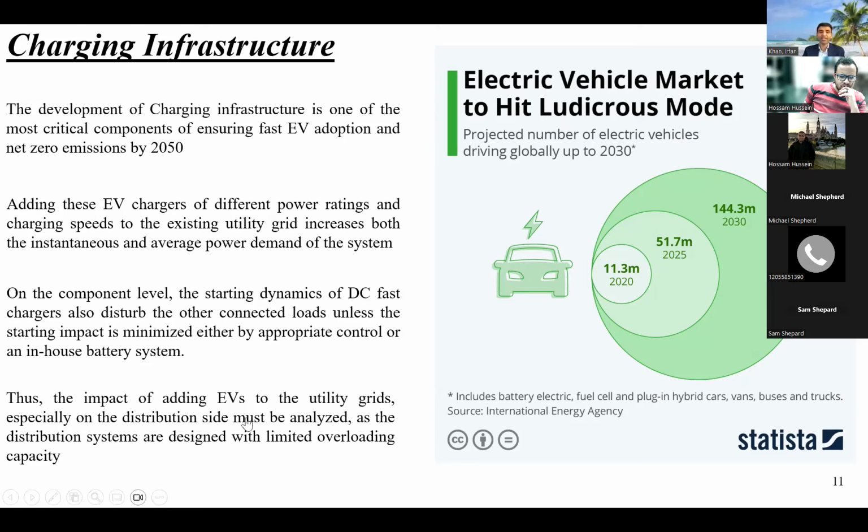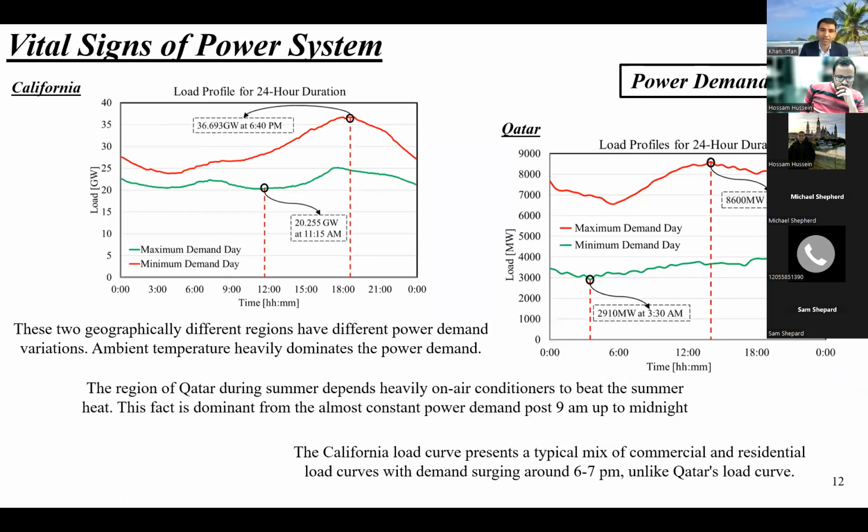Therefore, the impact of adding EVs to utility grids, especially on the distribution side, must be analyzed, as distribution systems are designed with limited overloading capacity. Either we have to add a new transmission line, or we have to specifically make a new grid for EV charging. All these things should be done so that there is less impact.